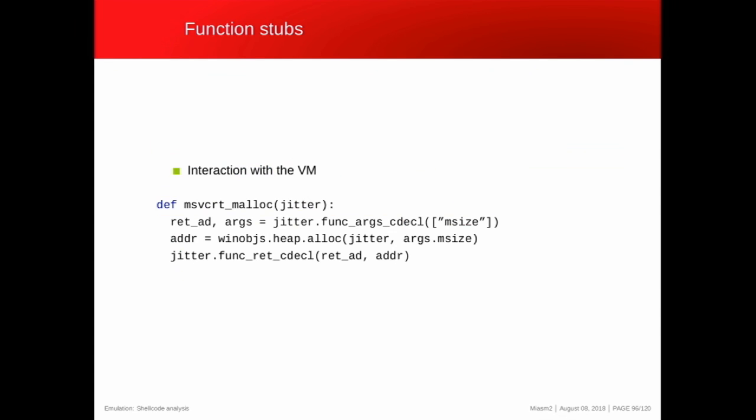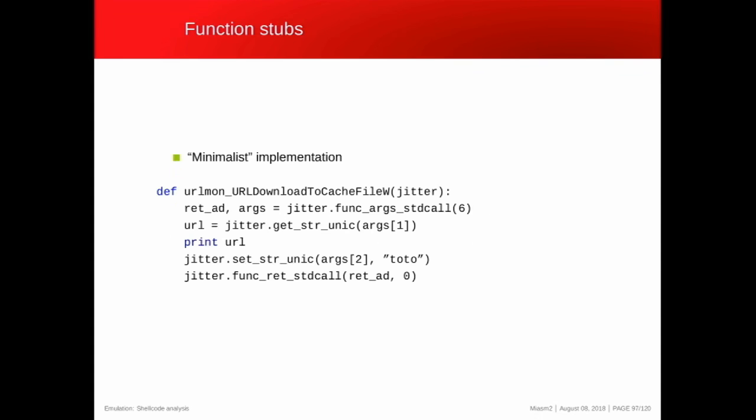We can also have some interaction with the VM, like a custom allocator, or we can write a minimalist implementation, for instance for this function, URLDownloadToCacheFile. You can say, okay, it always works. It does not actually contact the internet, but it always works. And the final binary is named Toto.